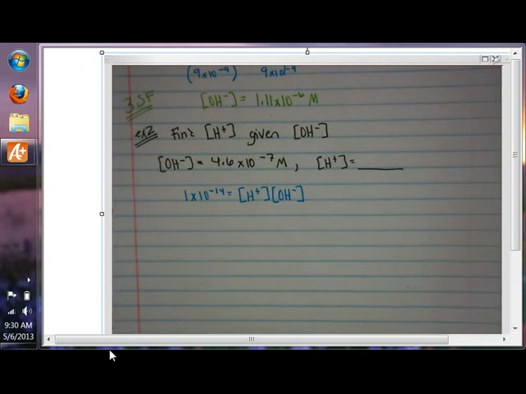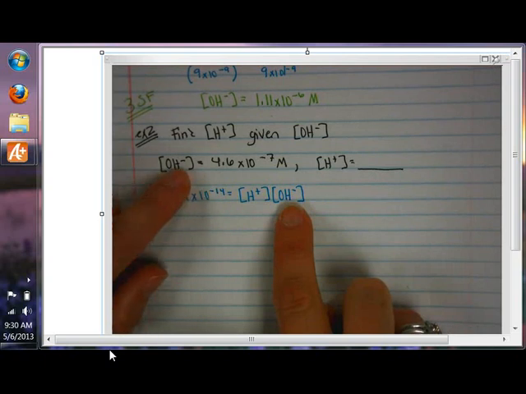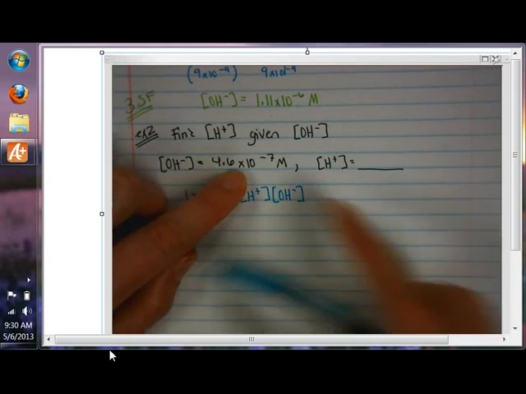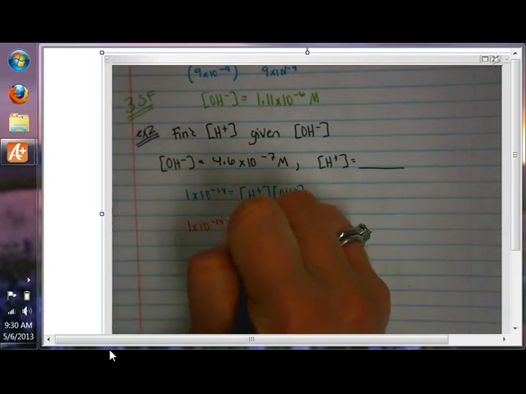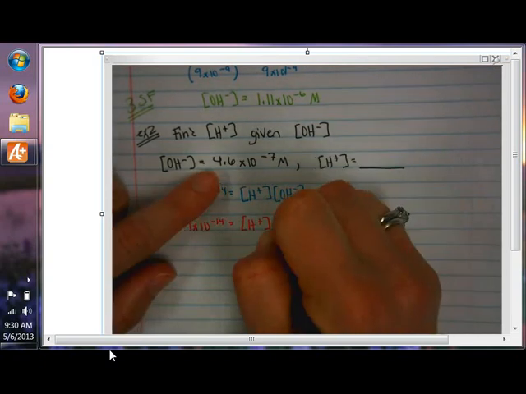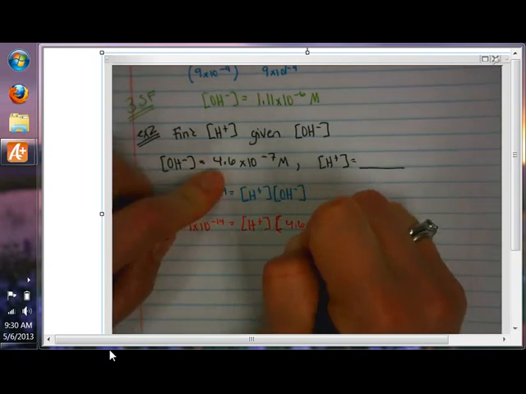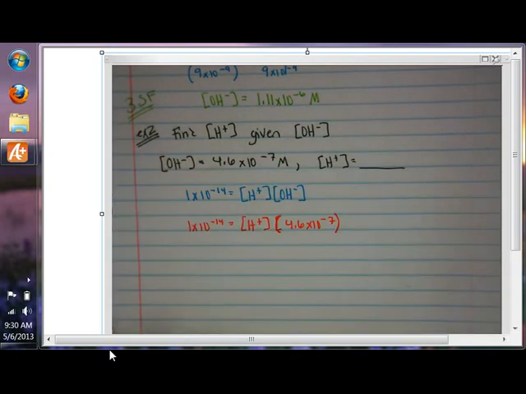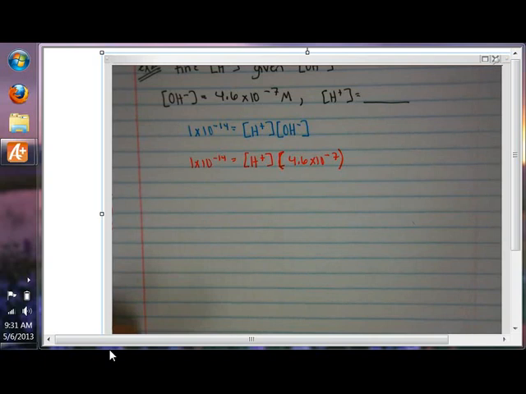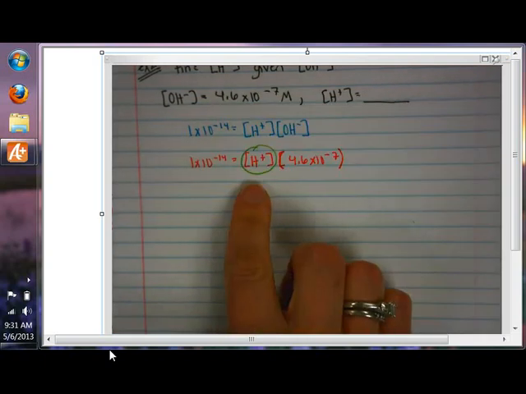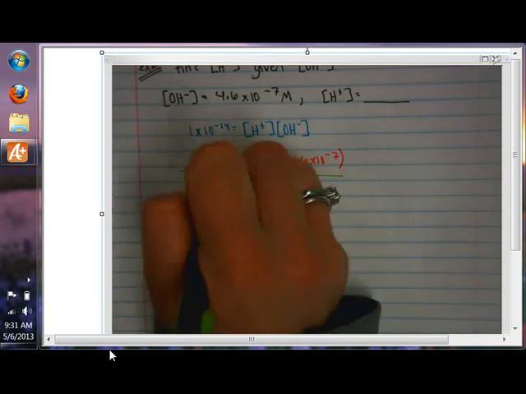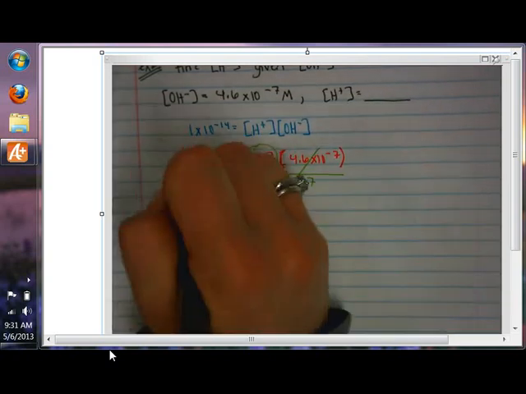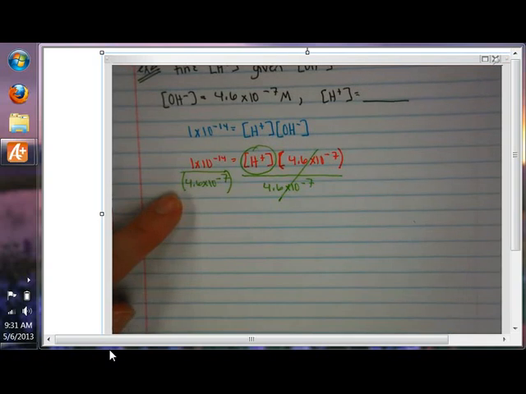And all I need to do is plug in what they gave me. So I'm going to plug in the 4.6 into the hydroxide. 1 times 10 to the negative 14th equals the concentration of hydrogen times the concentration of hydroxide, which we know is 4.6 times 10 to the negative 7th. So if I want to solve for hydrogen, I'm going to divide by 4.6 times 10 to the negative 7th on each side. Very simple algebra, nothing too tricky here. The only thing that's really tricky is making sure you type it into your calculator correctly.